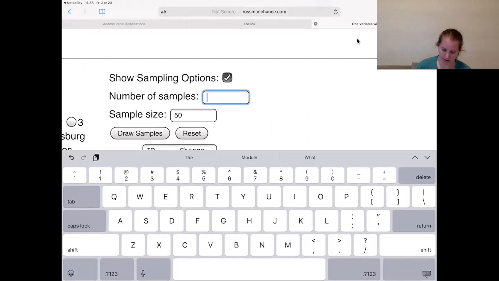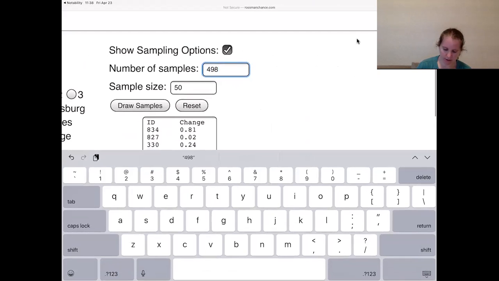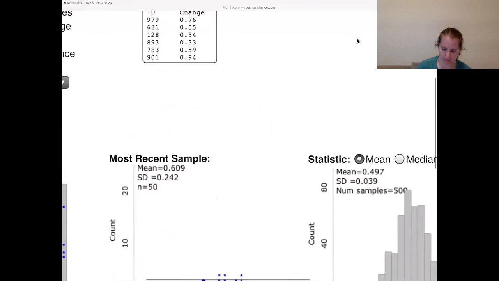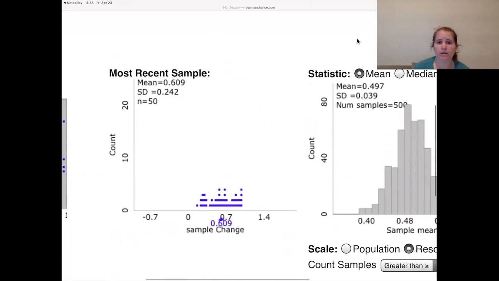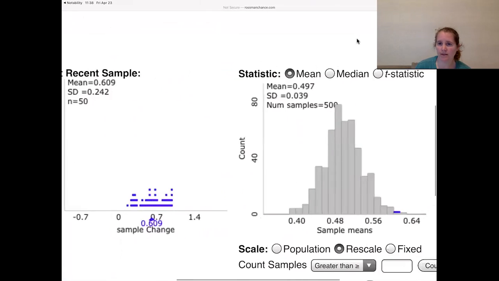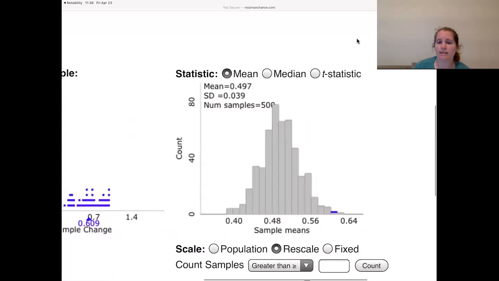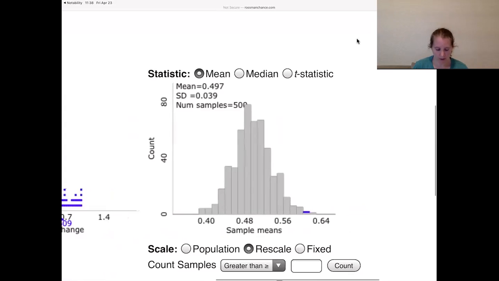And then let's go ahead and just flush this out with another 498 samples. This last one had a mean of 0.609. We can see that last sample far on the right of that distribution here. Now we're centered around 0.497. So let's go ahead and take this picture, and then we have one more to go.